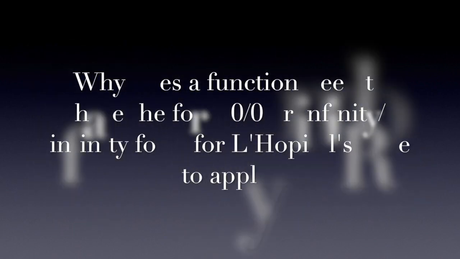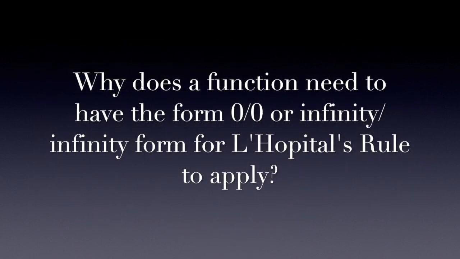Now if you're unfamiliar with L'Hopital's rule, this is a method used to find limits of functions. Many times we are given functions in which we can't just use inspection, factoring, and other methods to find the limit. In this case, we can sometimes turn to L'Hopital's rule. Now the reason I say sometimes is because this method can only be used if the function has a specific ratio or form. Now my question is, why does a function need to have a 0 over 0 or an infinity over infinity form in order for the L'Hopital's rule to apply?